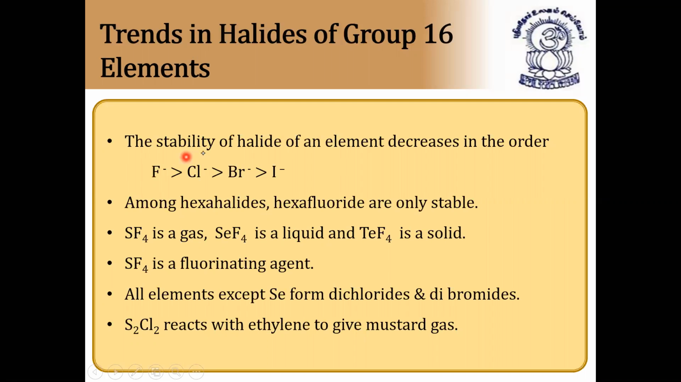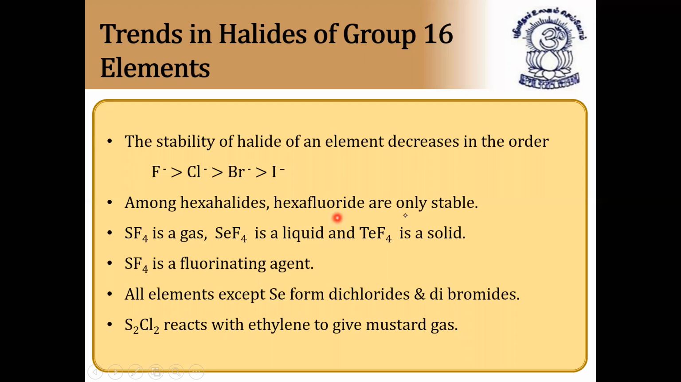Trends in halides of group 16, more additional points. The stability of halides of an element decreases in the order F minus, chlorine minus, Br minus, iodine minus. Among hexahalides, hexafluorides are the only stable ones. Hexachlorides, bromides, and iodides are not formed, and even if they form, they are not stable at all. So SF6 is more stable than SCl6, SBr6, SI6. Usually they will not form.